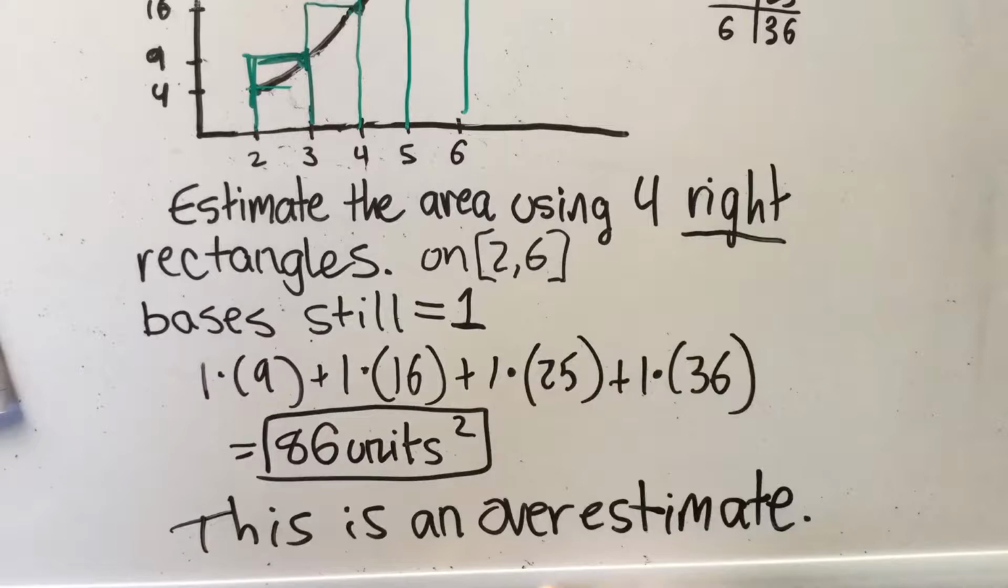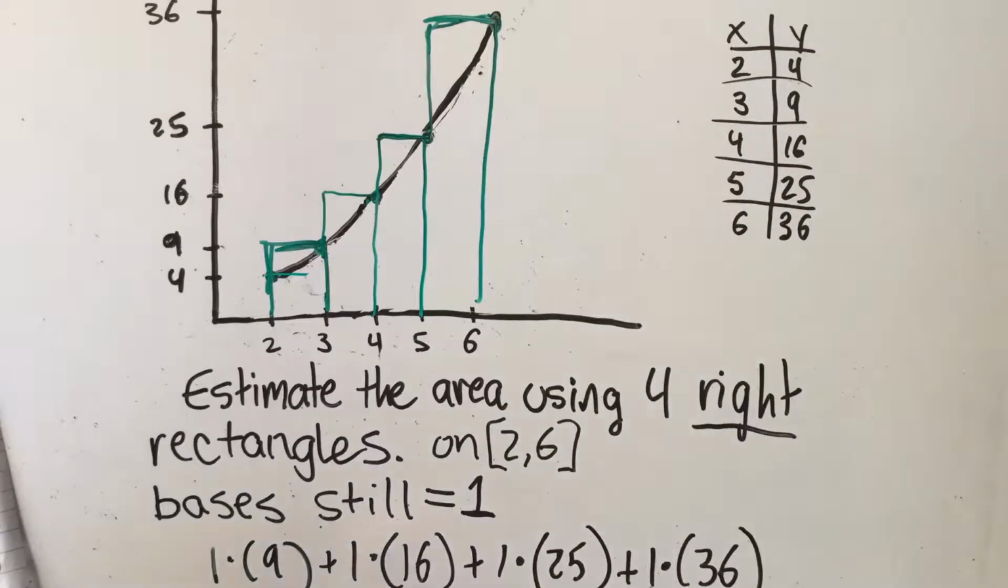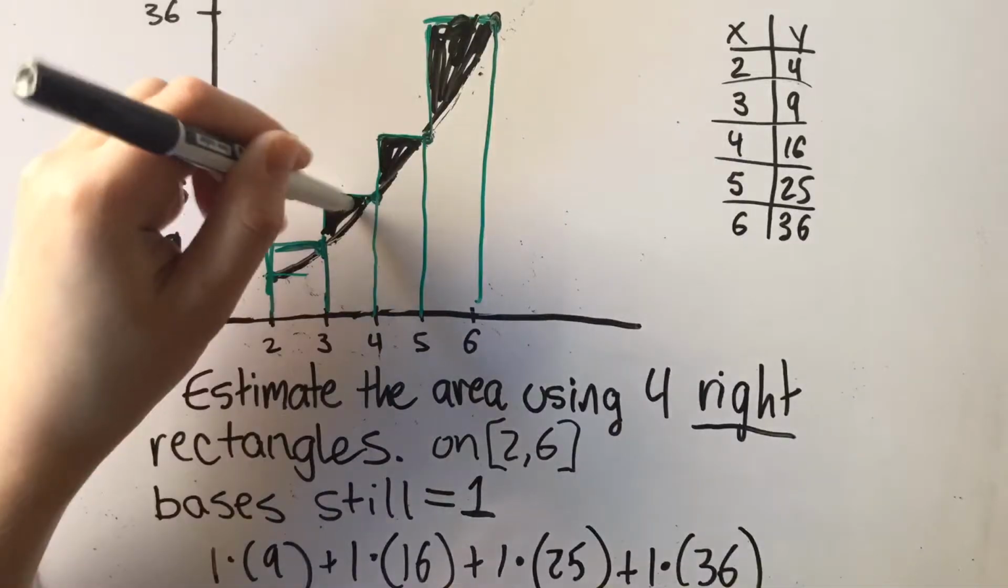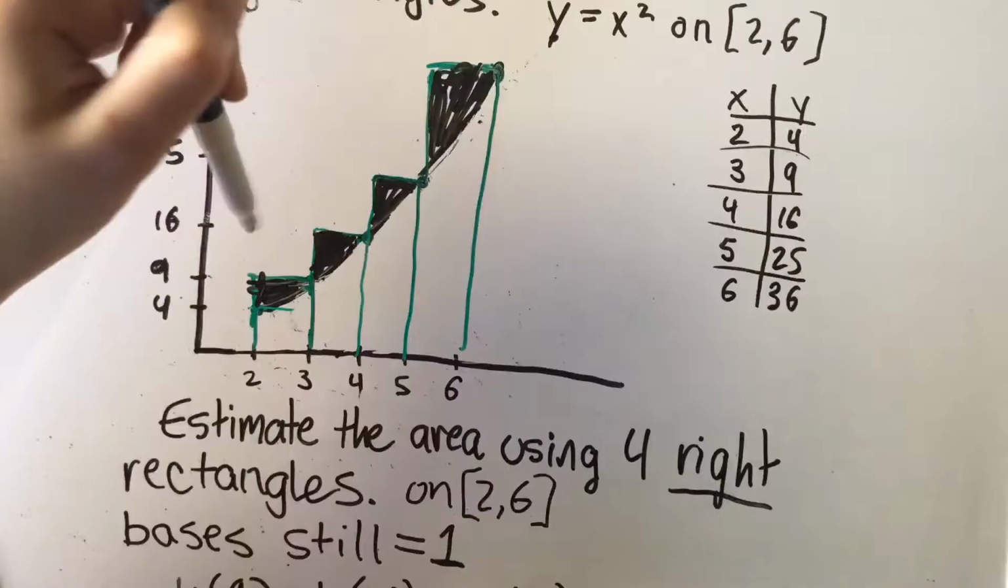And one thing to remember, with right rectangles, you're always going to have the furthest right y value included in your equation. So the 36 is going to be in there. And that height of 4 isn't going to be in there. That's only in there in a left rectangle. So that's something to keep in mind.